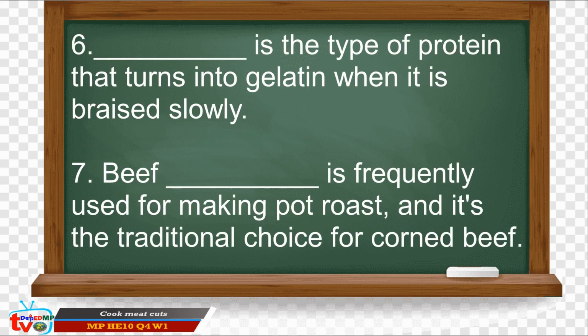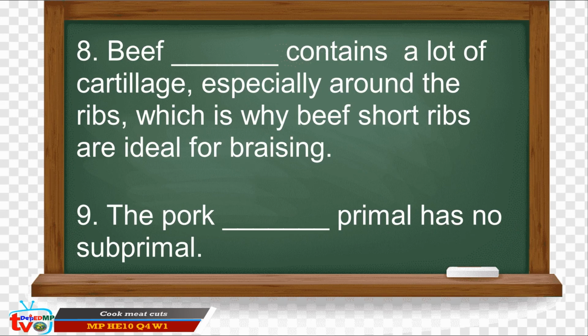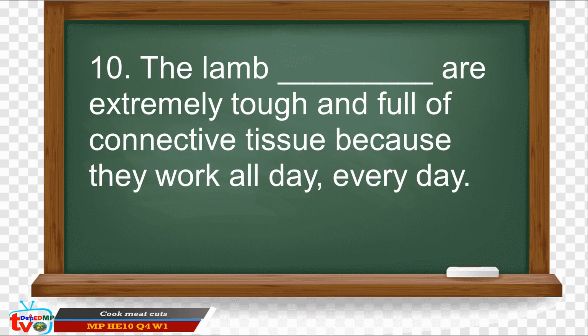6. Blank is the type of protein that turns into gelatin when it is braised slowly. 7. Beef blank is frequently used for making pot roast, and it's the traditional choice for corned beef. 8. Beef blank contains a lot of cartilage, especially around the ribs, which is why beef short ribs are ideal for braising. 9. The pork blank primal has no subprimal. 10. The lamb blank are extremely tough and full of connective tissue because they work all day, every day.